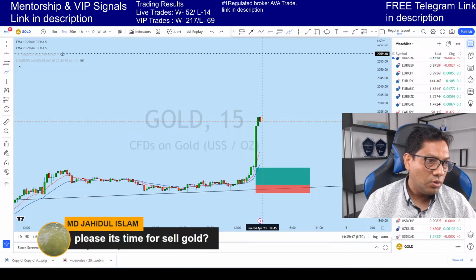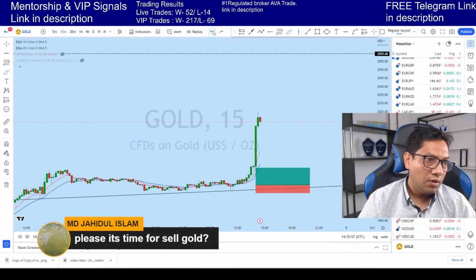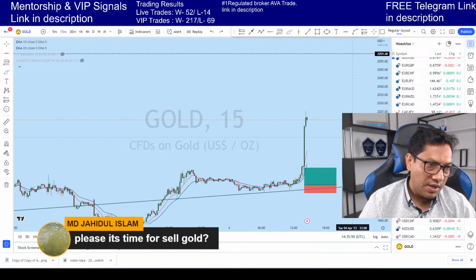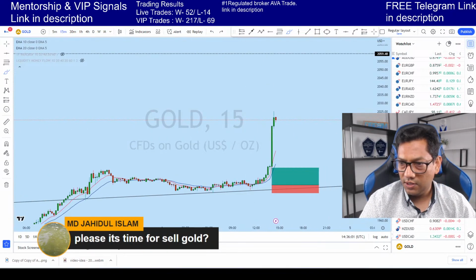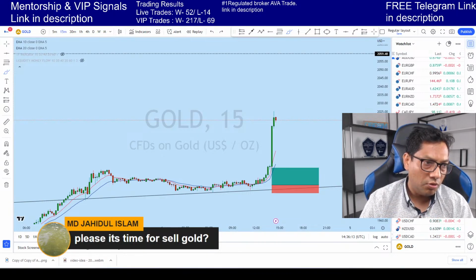So once it creates a structure here, and after grabbing liquidity, on any time frame you are looking at, that's when you look for a buy opportunity. Gold, I will not recommend to sell at all. Okay, it will be a suicidal attempt to sell gold. In a bullish market, always look for potential trading opportunity on gold.